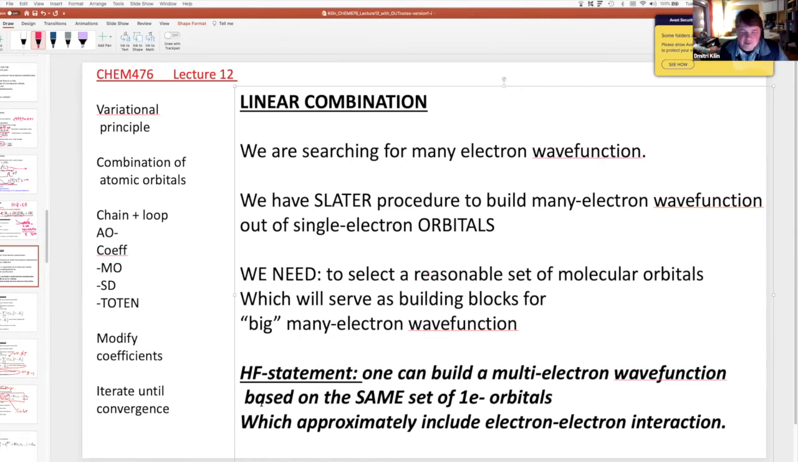There is one statement that is not naturally self-explanatory, that one can solve only one-electron equation, get many orbitals out of them, and all these orbitals will be used to compose the multi-electronic wave function, as in our Bohr principle.